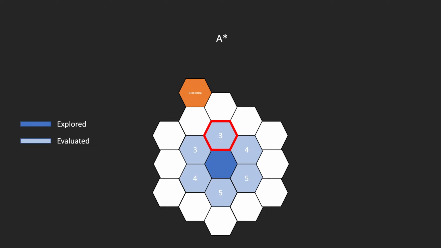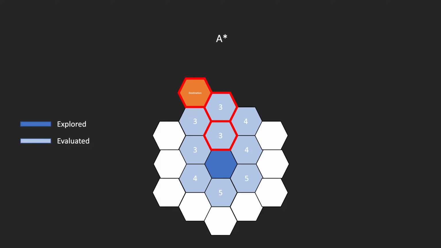Say it randomly selects one of the cheapest tiles with the same cost. It now explores all its neighbors, sorts every tile that we have discovered by the lowest cost, and again picks the cheapest one to explore. It continues doing this until it's reached the destination. In this example, it might as well have taken a left path.